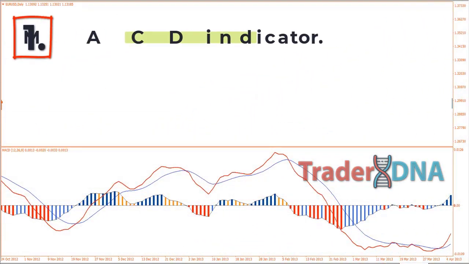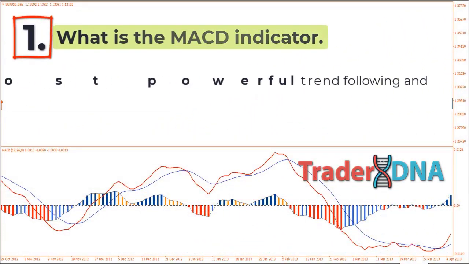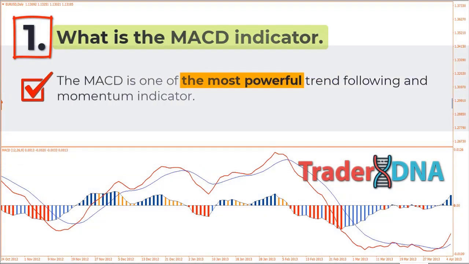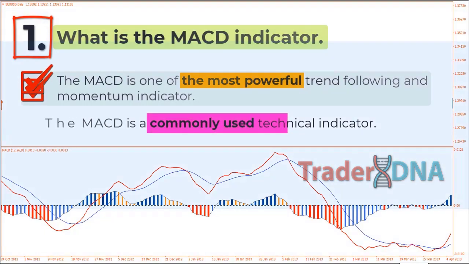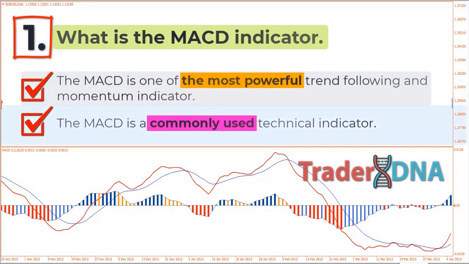What is the MACD indicator? The MACD is one of the most powerful trend-following and momentum indicators. The MACD is a commonly used technical indicator. As stated, the acronym stands for Moving Average Convergence Divergence.